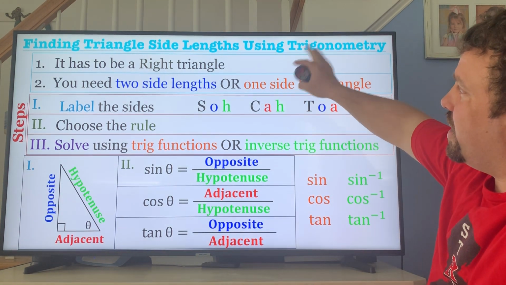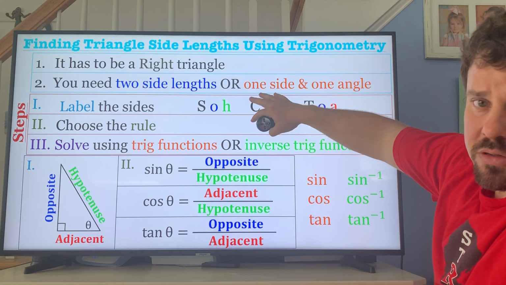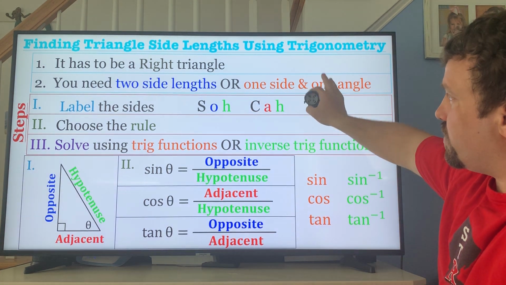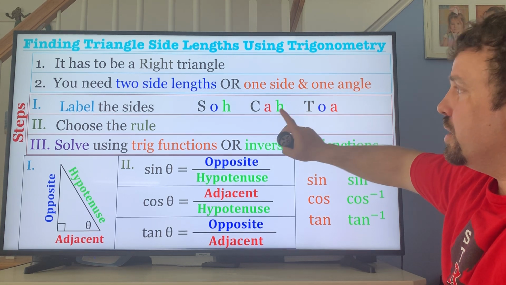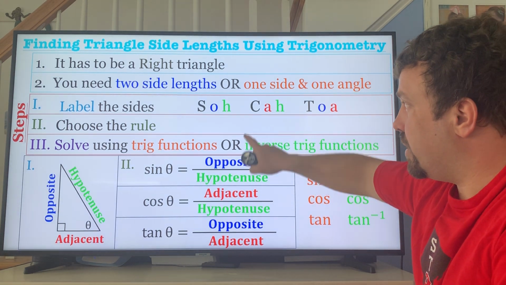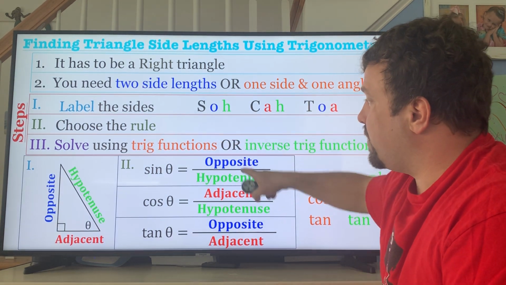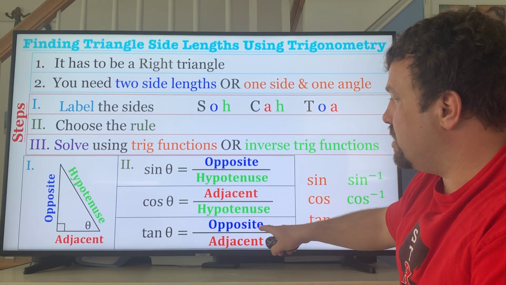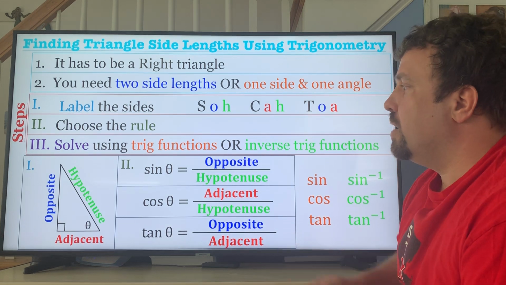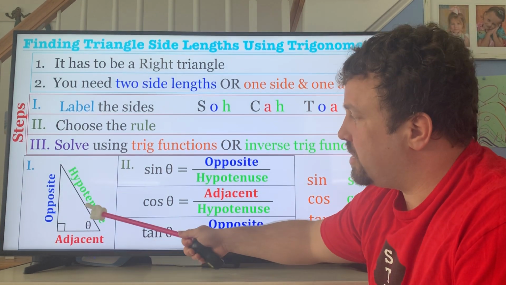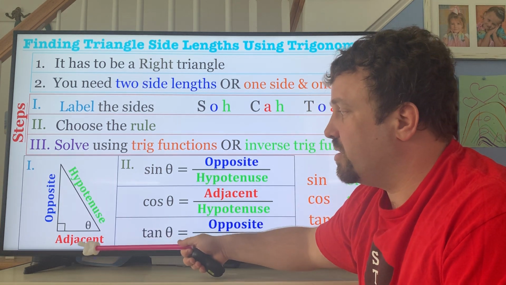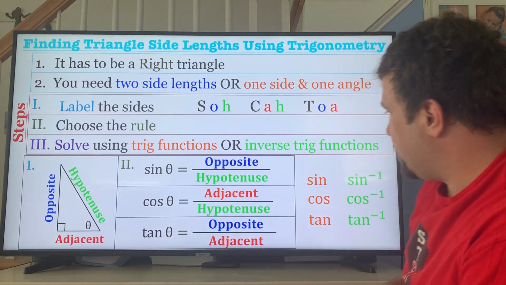One, find the triangles. It has to be a right triangle. First off, use 2 side lengths, or 1 side length and 1 angle. You're going to use SOHCAHTOA. Choose whatever rule you have to use, you remember? Sine is opposite over hypotenuse. Cosine is adjacent over hypotenuse. Tangent, TOA, is opposite over adjacent. Hypotenuse is opposite the right angle. Opposite is the side not touching the angle, and adjacent is between the right angle and the angle.